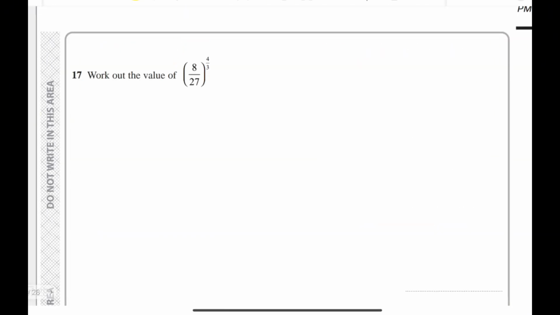Work out the value of (8/27) all to the power of 4/3. Now, there's a law of indices that says that x to the power of a/n is the nth root of x to the power of a. So what does this mean?